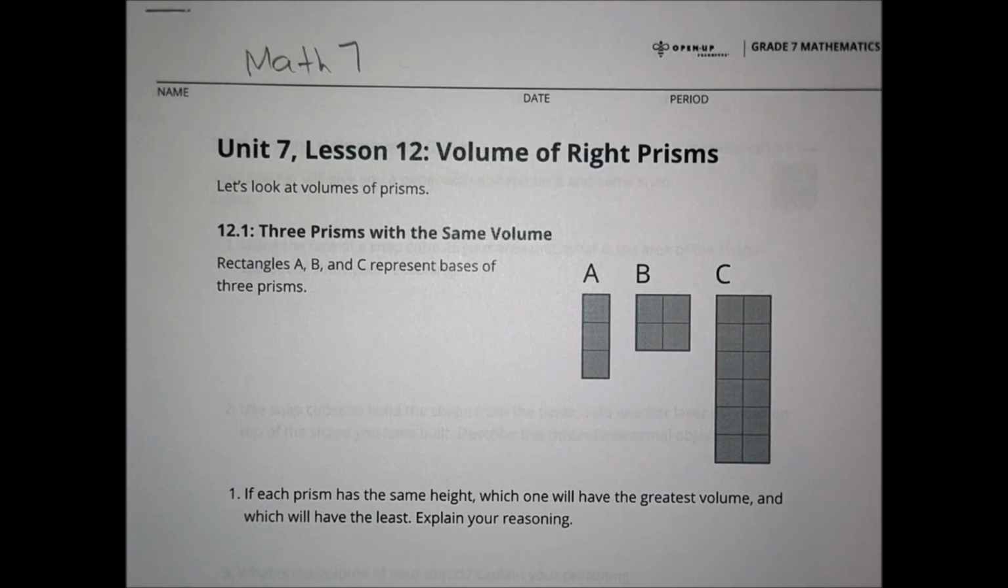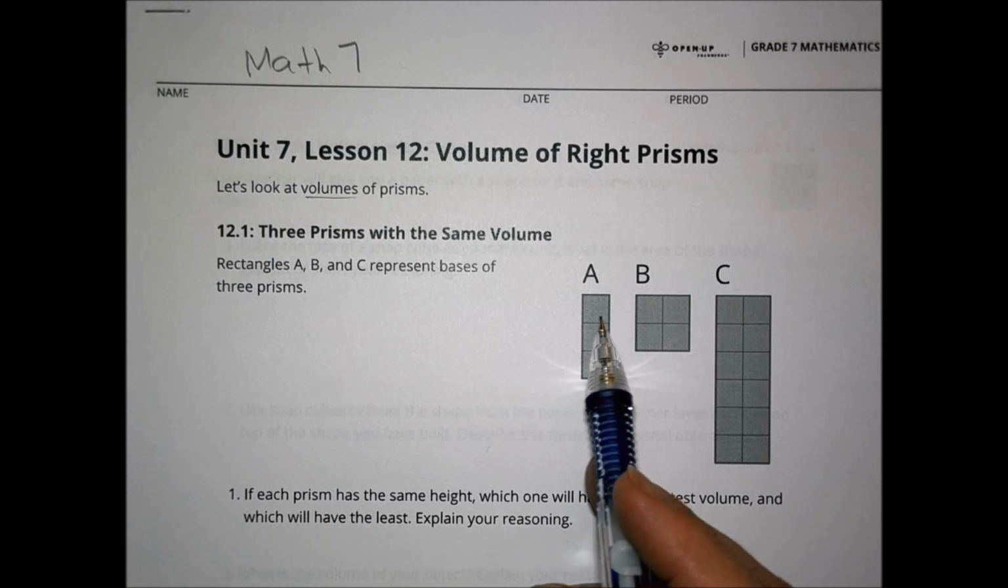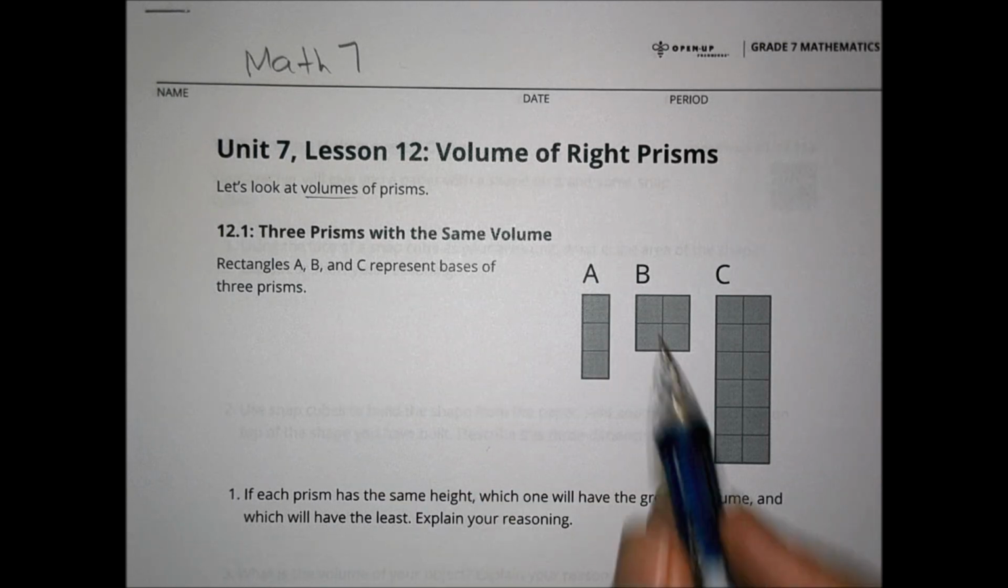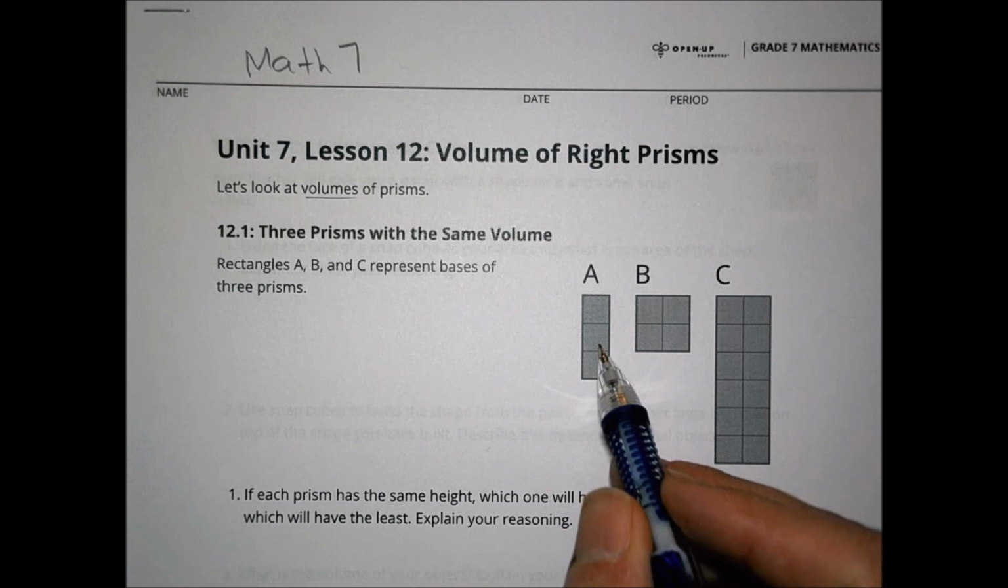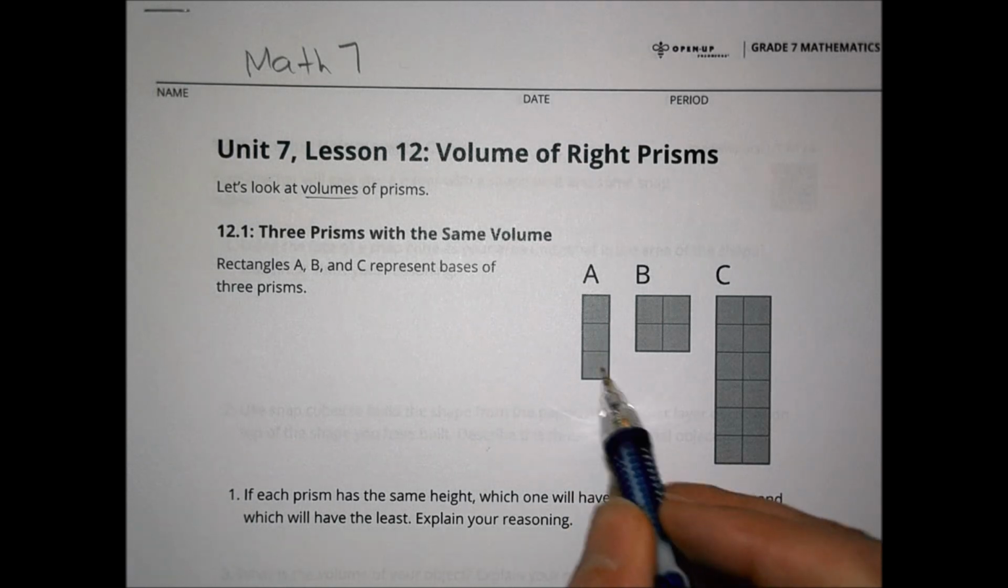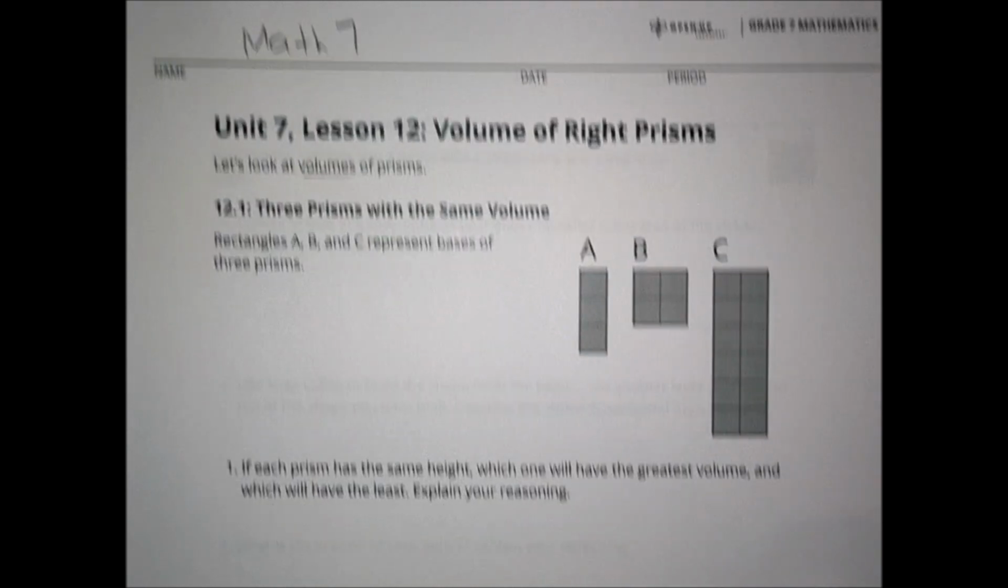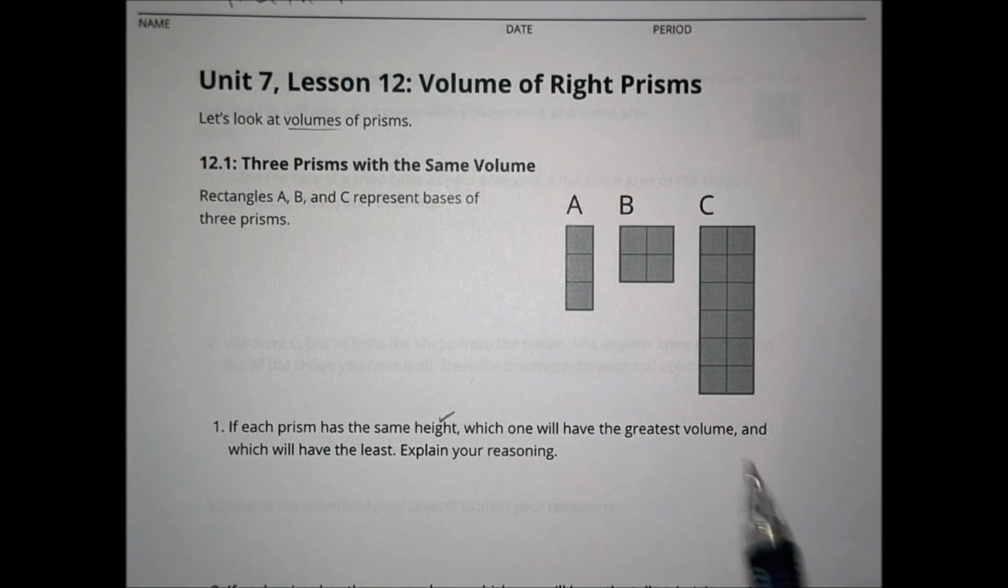Hey, Math 7, Unit 7, Lesson 12, Volume of Right Prisms. First of all, we're going to be talking about volumes today. We're going to have three prisms here today, which says prisms of the same volume. It says A, B, and C represent bases of three prisms. So this is the bottom part of it, okay? If each prism has the same height, which one will have the greatest volume and which will have the least volume?